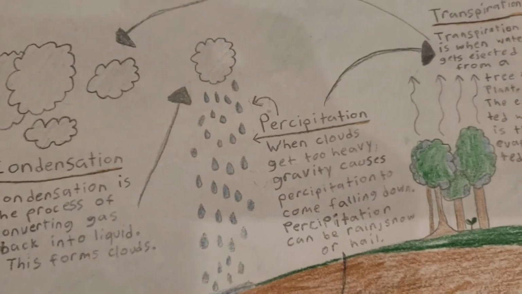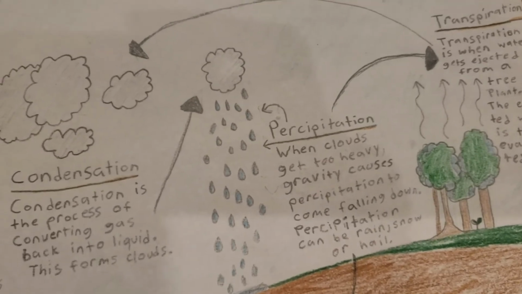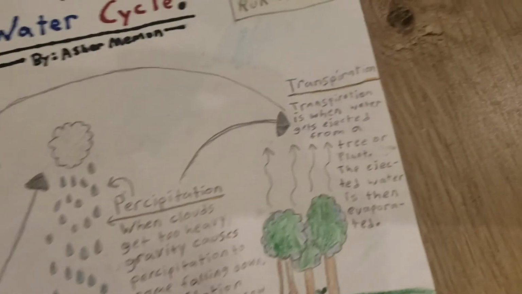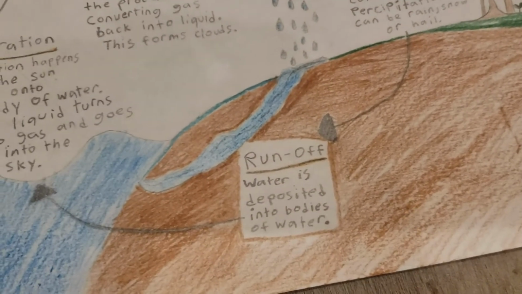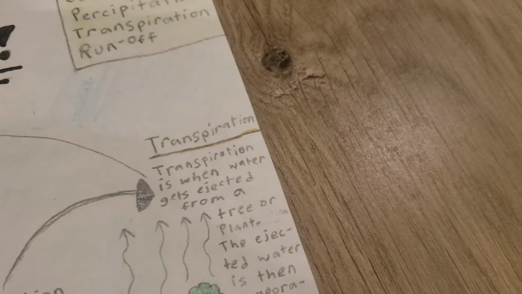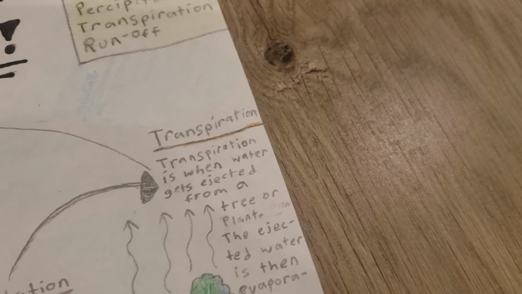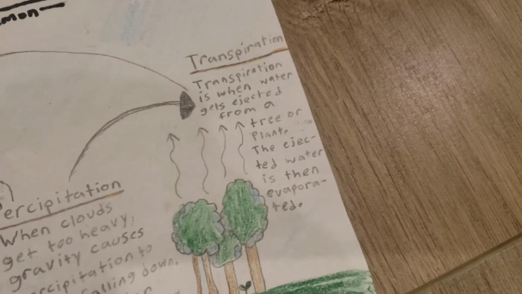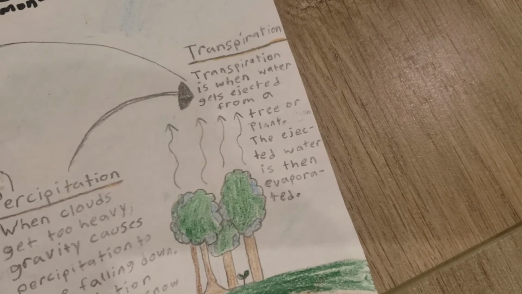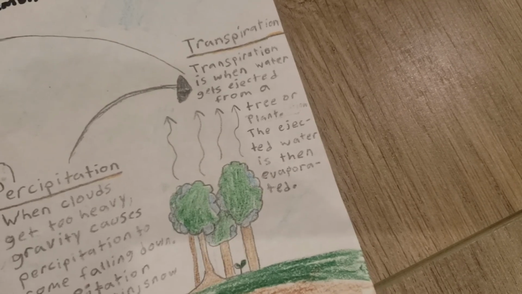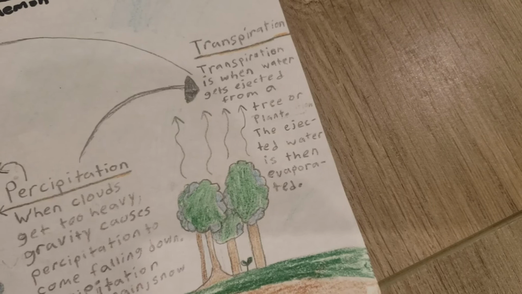Now, from precipitation, it can go two ways, either to transpiration or runoff. Let's talk about transpiration first. Transpiration is when water gets ejected from a tree or plant. The ejected water is then evaporated.